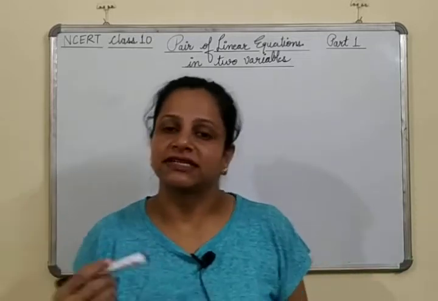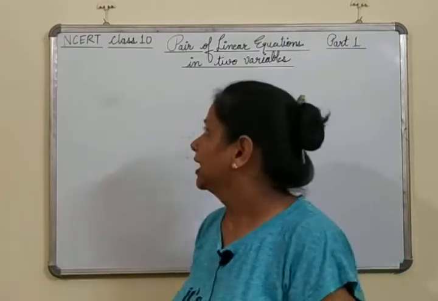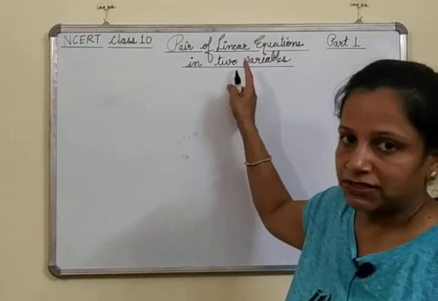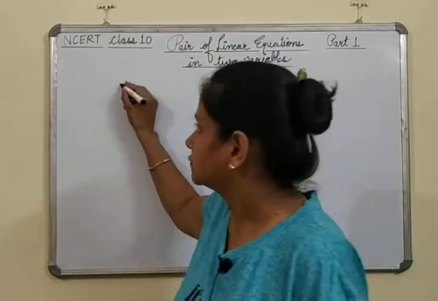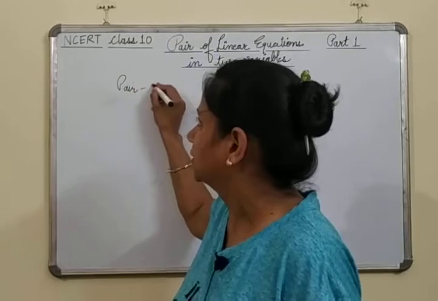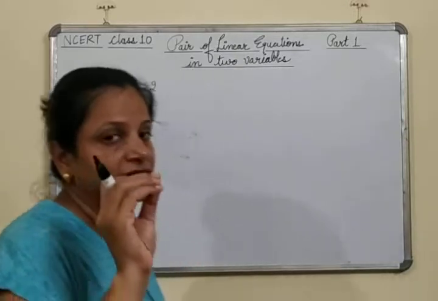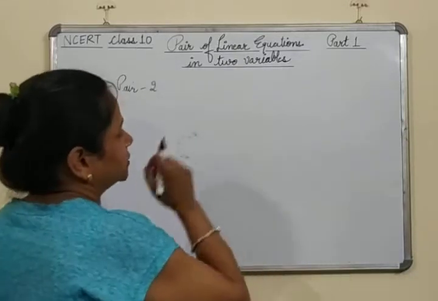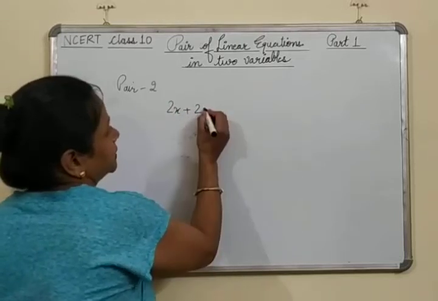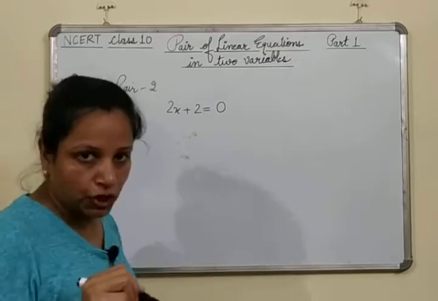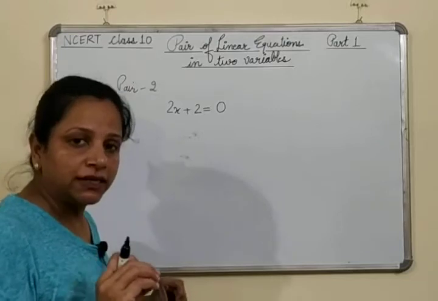First of all, before starting with the chapter, let me tell you what this chapter means. Now we have pair of linear equations. What is the meaning of the word pair? Pair means two. Then we have linear equation. There are two words: one is linear, another is equation. What is the meaning of the word equation? Whenever we have anything of this type and it is equal to 0, we call it an equation. Then there is linear. What is the meaning of this word linear?